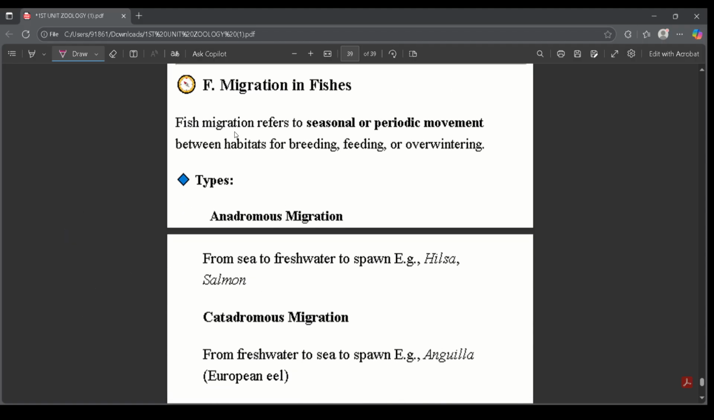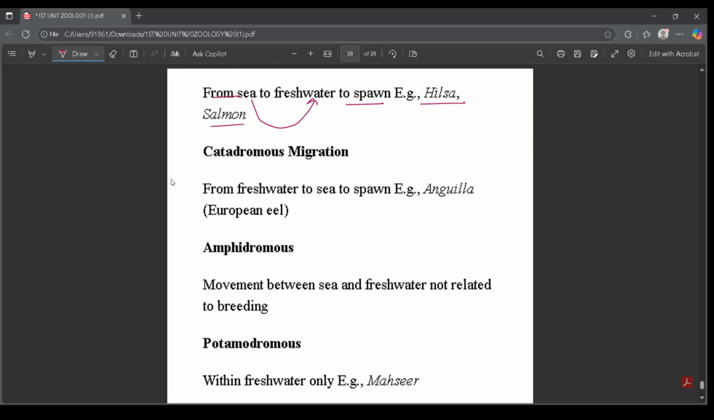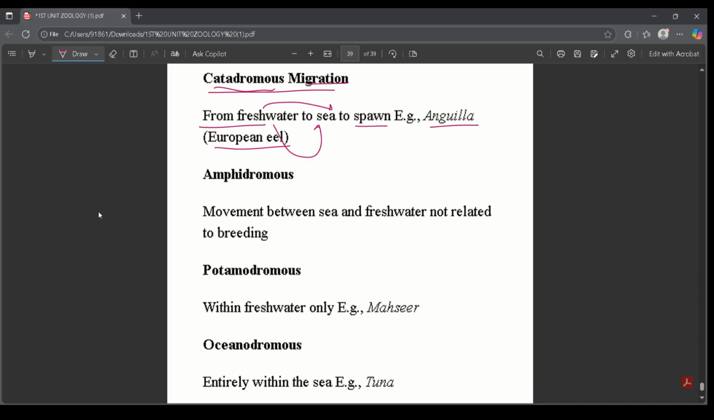Now we have migration in fishes. Fish migration refers to seasonal or periodic movement between habitats for breeding, feeding, and or overwintering. Types: anadromous, migration from sea to freshwater to spawn. Example is hilsa, salmon. And catadromous, migration from freshwater to sea to spawn. So the migration from freshwater to sea is called catadromous migration. Example is Anguilla, also known as European eel.